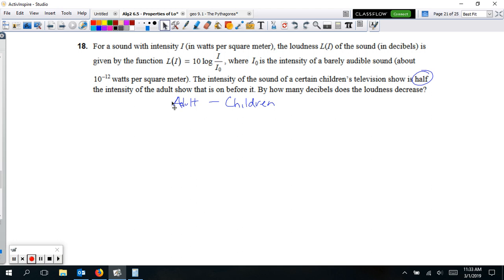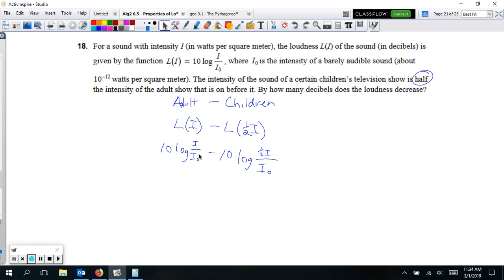So for the adult show, we're going to use this function right up here. The adult show is just L of I, whereas the children's one is half of that intensity. That's what it's saying there. The show is half the intensity. So we're going to say half times the intensity. For the loudness of the adult one, it's just what this formula is, but for the children's one, it's going to be half the intensity, 1/2 I, which is on top of the fraction up there. Everything else is the same except the 1/2 is going to be up here with I.